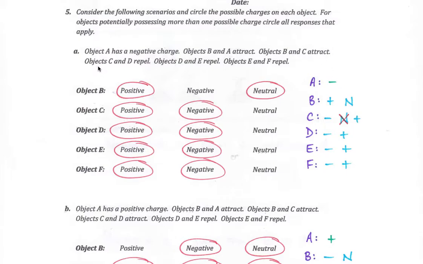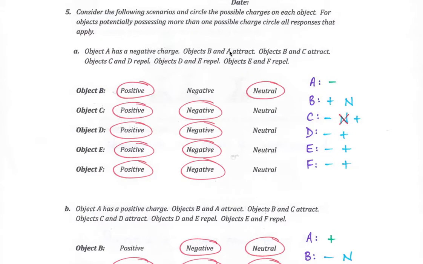I then move on and I see that objects C and D repel. Well, I can now eliminate neutral because a neutral object can never repel anything. It's incapable. So I have two options. If C is negative, well, D must be negative because that's the only thing that will repel. Alternatively, if C is positive, then D must be positive. So I have to include both. I am not stating that C could be negative and D could be positive. That's impossible. I'm just quite simply saying that there is an option in which C could be negative, an option in which C could be positive, and therefore there is also an option in which D could be negative or an option in which D could be positive.